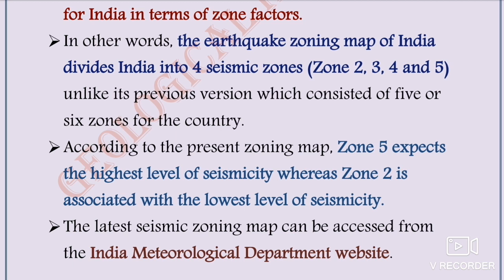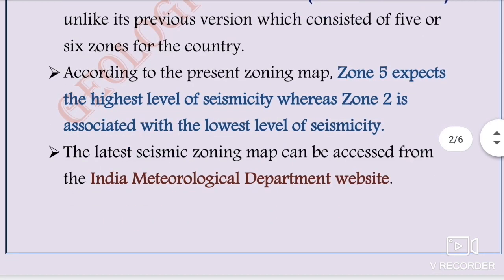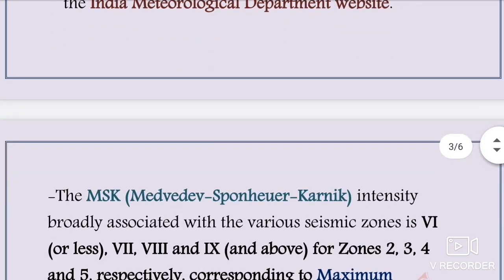So zone 5 expects the highest intensity of earthquakes or seismicity, and zone 2 is of the lowest level of seismicity. The latest seismic zoning map can be accessed from the IMD website, and I have provided the link also, you can download it from there.